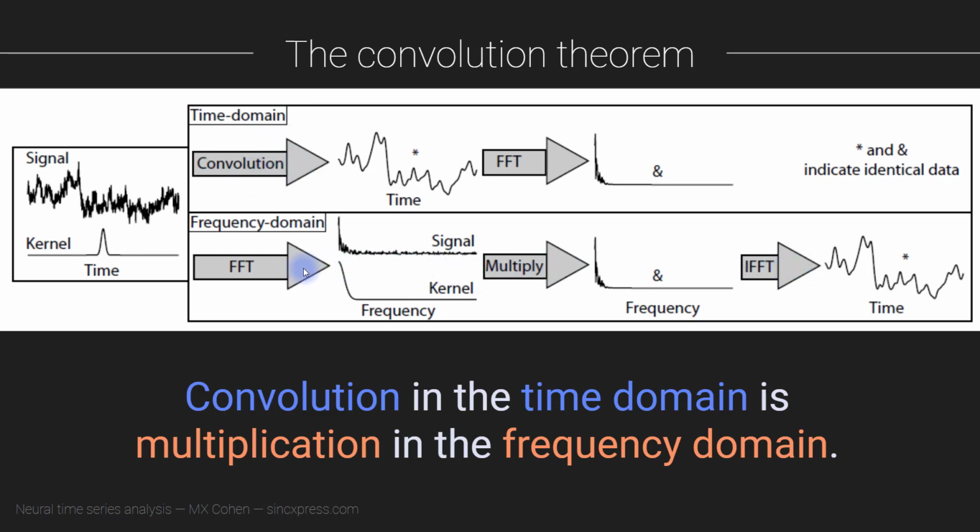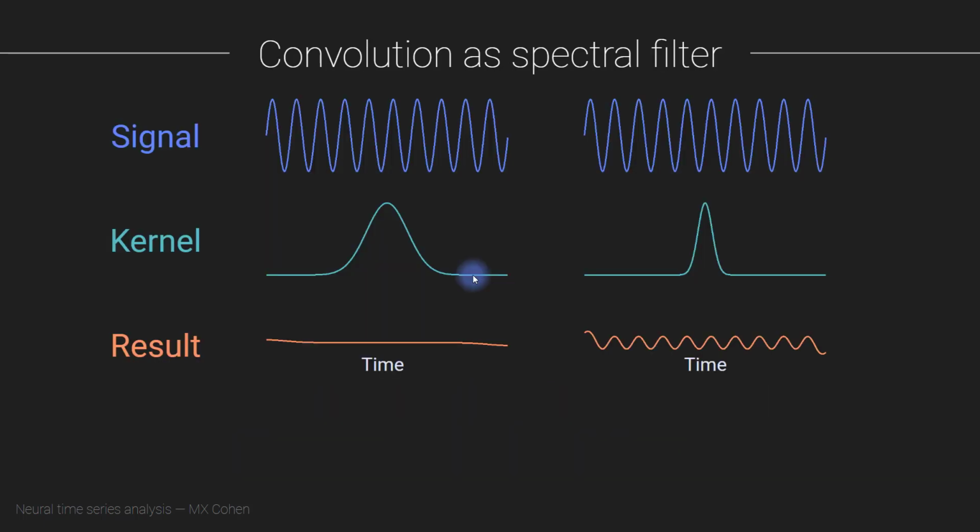Okay, but expressing convolution as spectral multiplication is not just about decreasing the computation time. It also provides us a whole new way of thinking about convolution, a new perspective on convolution. And I want to spend a few minutes now to tell you about that new perspective.